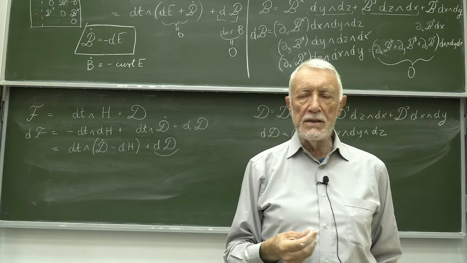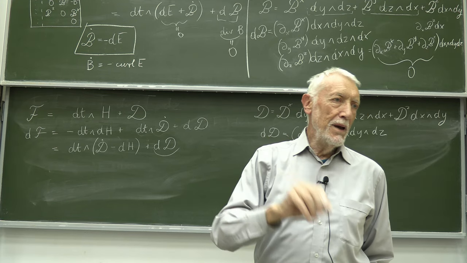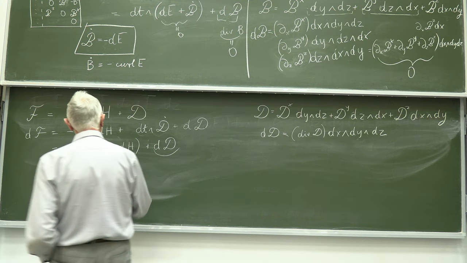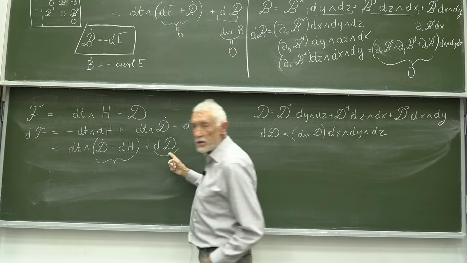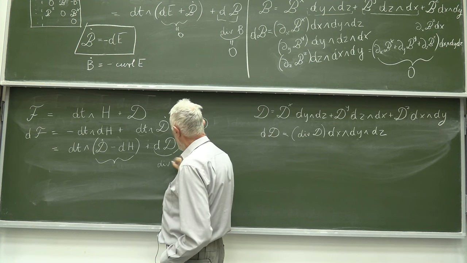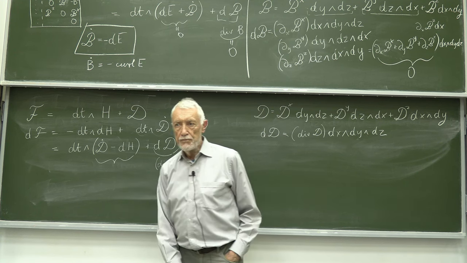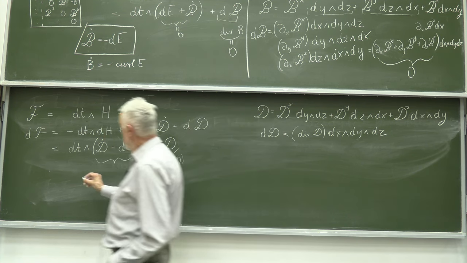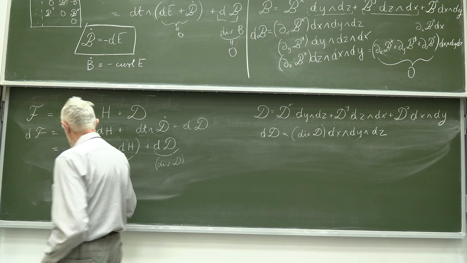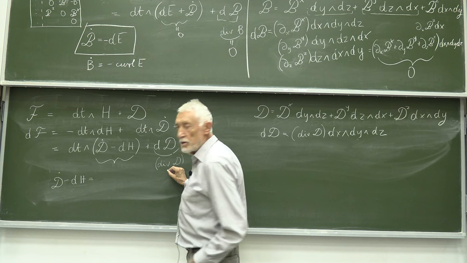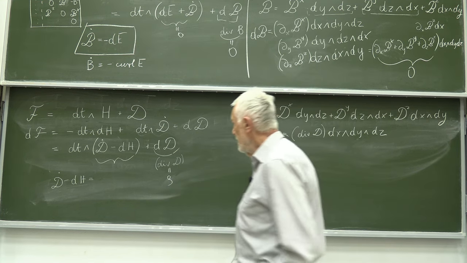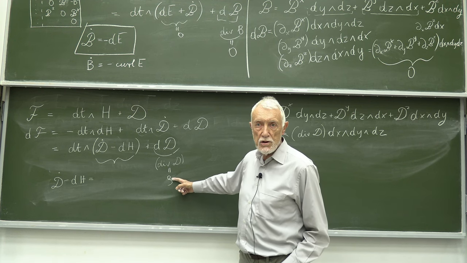And in Maxwell electrodynamics, we know that E is equal to D, B is equal to H, and so on. This I will discuss later. But what we already know is that this is not zero. This is just the divergence of D, not times this. And this is precisely D dot minus dH. This is again not zero, but due to Gauss law, it is equal to charge density.